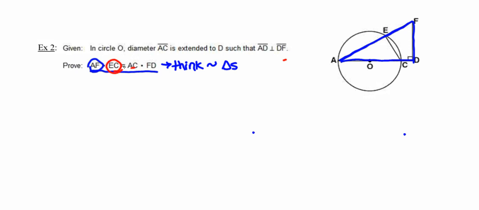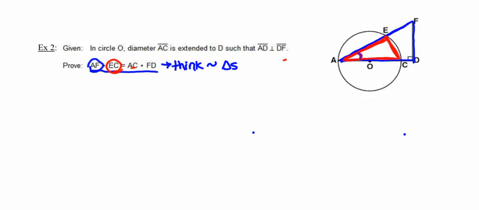EC must be a side in one of our triangles. And the only triangle with EC as a side is going to be that red one. So our goal is to prove the blue triangle similar to the red triangle. Just by looking at the picture, I can see that we have a shared angle there at A. So that's going to be one pair of angles. I'm going to need a second pair.